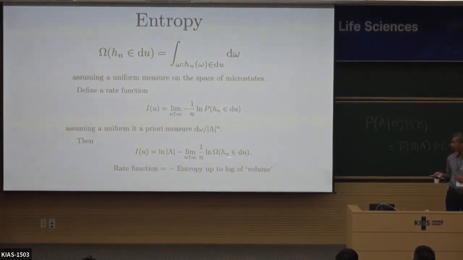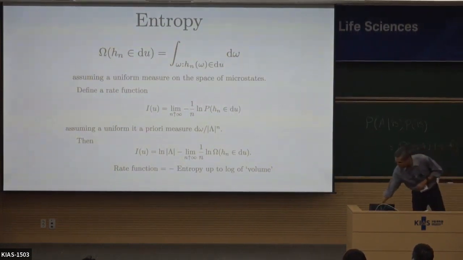This is what is on Boltzmann's gravestone. The rate function is minus the entropy, up to this log of volume stuff, which is not important. Why do I say the rate function is minus entropy? Rate functions are convex, right?